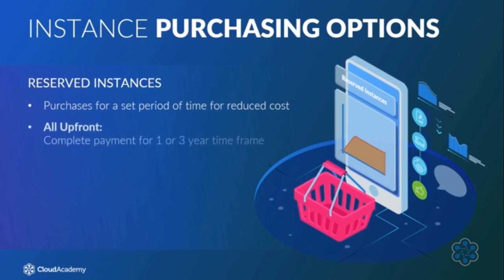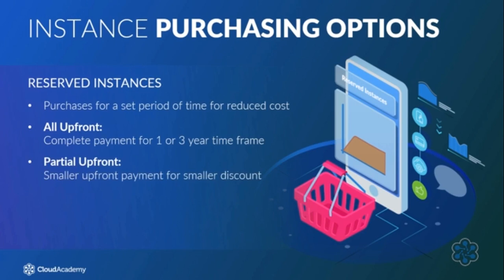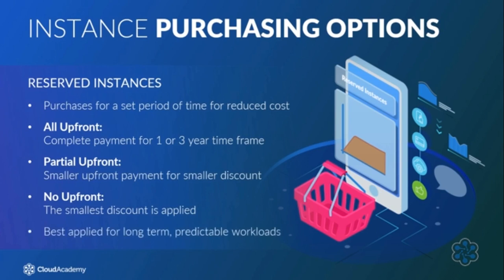Firstly, all up front. The complete payment for the 1 or 3 year reservation is paid, and this offers the largest discount, and no further payment is required regardless of the number of hours the instance is used. Partial upfront. Here a small upfront payment is made and then a discount is applied to all remaining hours during the term. And finally, no upfront. No upfront or partial payments are made and the smallest discount of the 3 models is applied to all remaining hours in the term. Reserved instances are used for long-term predictable workloads, allowing you to make full use of the cost savings to be had when using compute resources offered by EC2.